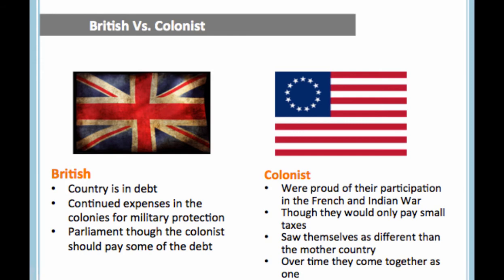Now, the Parliament, which is the government of Great Britain, decides that the colonists should have some part in creating this revenue, or money, to pay back these debts. Now, when you compare the British people to the colonists, the colonists were the least taxed group in the entire empire, so it only made sense that they would have to pick up the slack, essentially. But the colonists had a very different viewpoint.